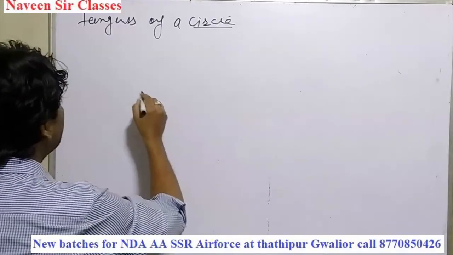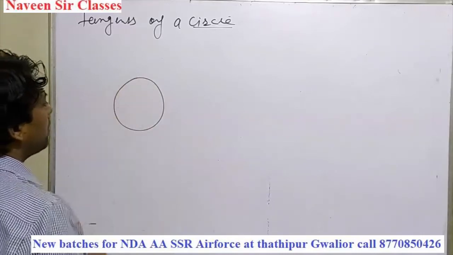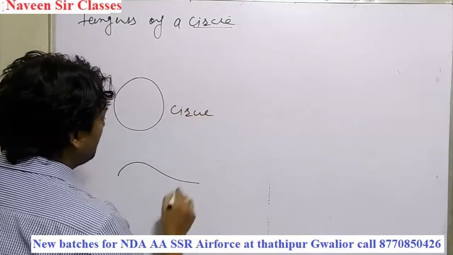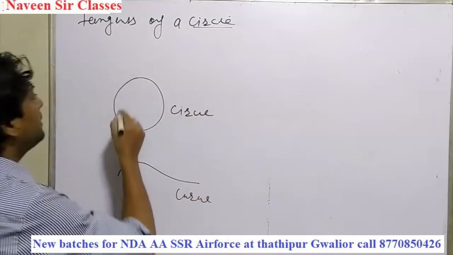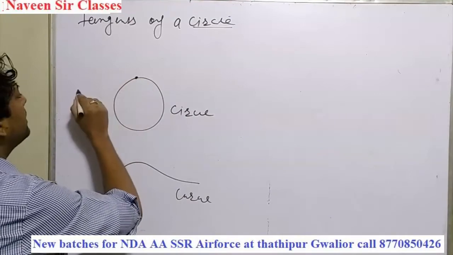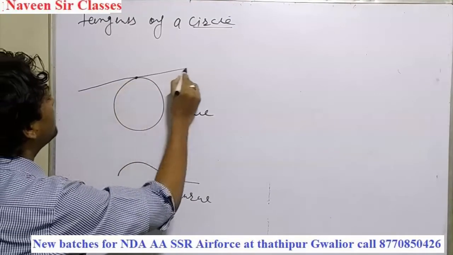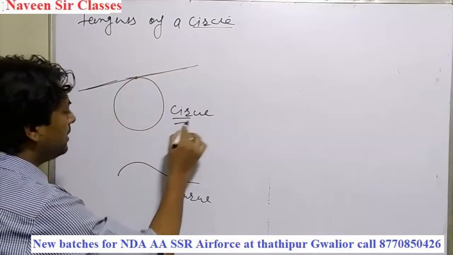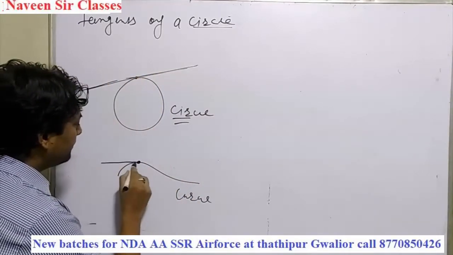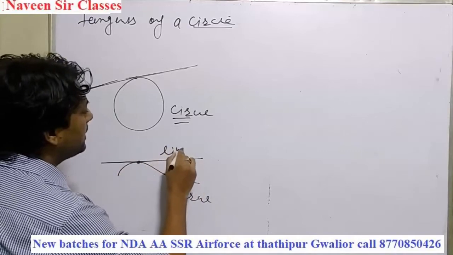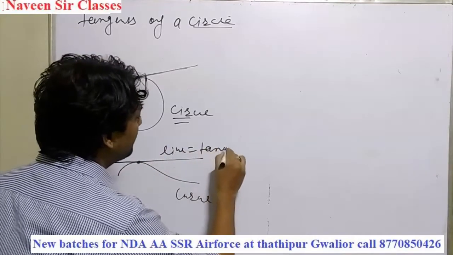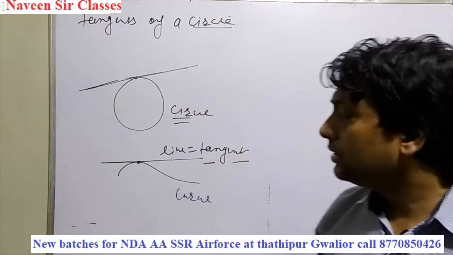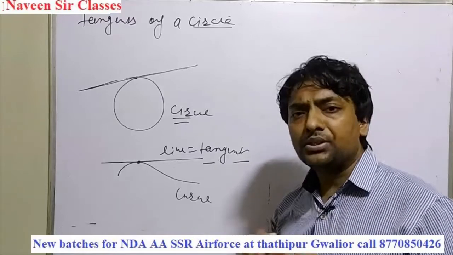So this one is a circle or any curve like this. This one is a circle, any curve, and if a line touches the circle or any curve at a point, then this line is called a tangent. The full name is tangent line, but in short we call it a tangent.